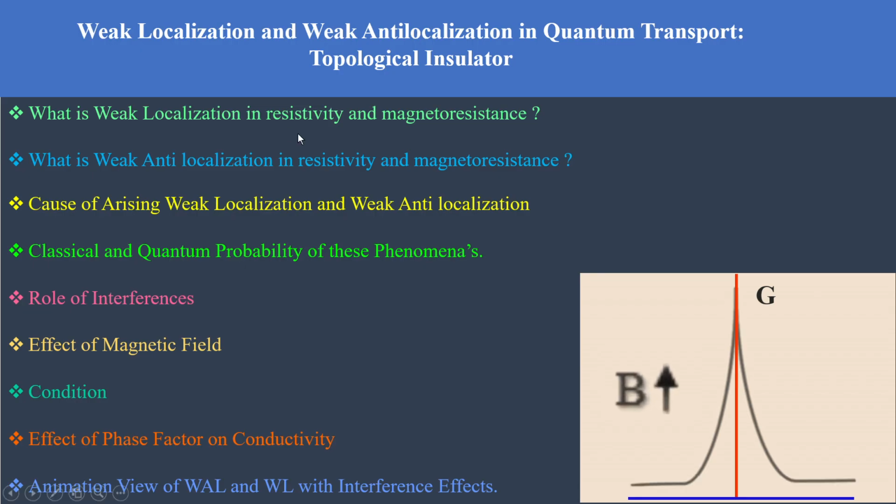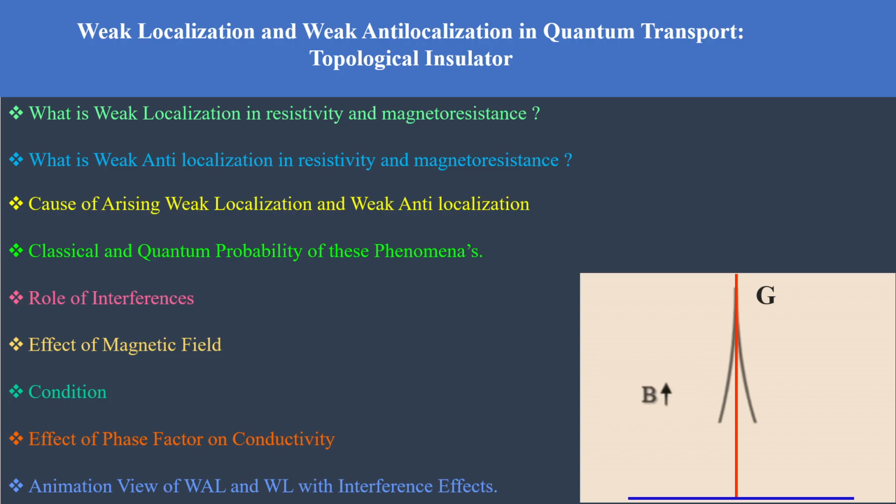resistivity and magnetoresistance? Second, what is weak antilocalization in resistivity and magnetoresistance? Third, the cause of arising weak localization and weak antilocalization signatures in quantum materials, the classical and quantum probability of these phenomena, and the role of interference, either constructive or destructive, in weak localization and weak antilocalization.